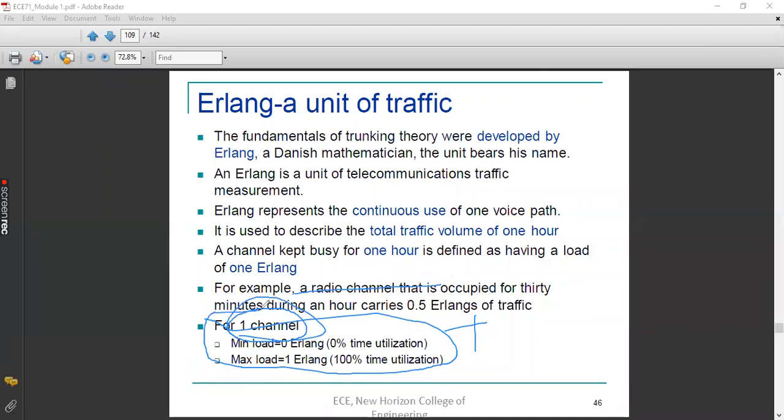There is another example I have shown here, a radio channel that is occupied for 30 minutes, means 30 by 60. Then we can say that the traffic carried by the system is 0.5 Erlang. Traffic carried by that particular channel is 0.5 Erlang, because I'm considering only one channel in that particular system. So when we are measuring the traffic intensity per channel, then we can say that the maximum load will be 1 Erlang and minimum load will be 0 Erlang, because we are measuring it in terms of the time occupancy of the channel.